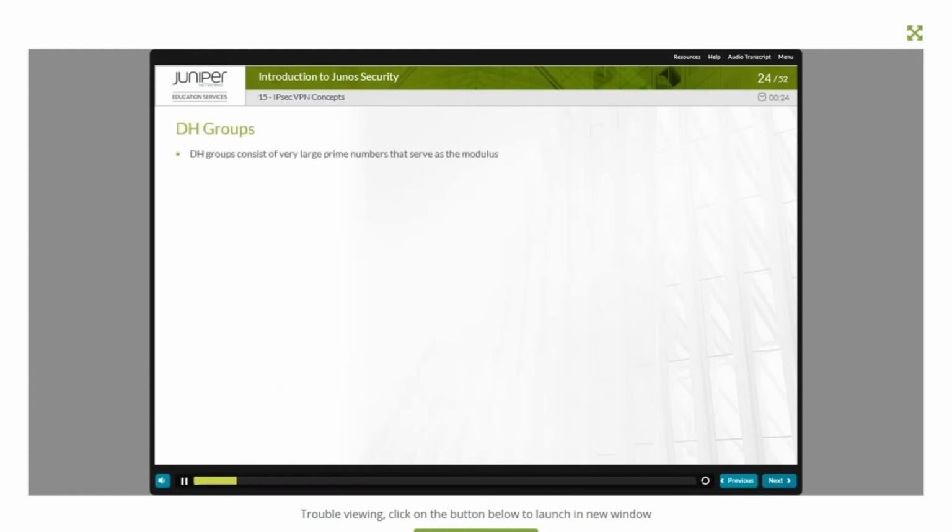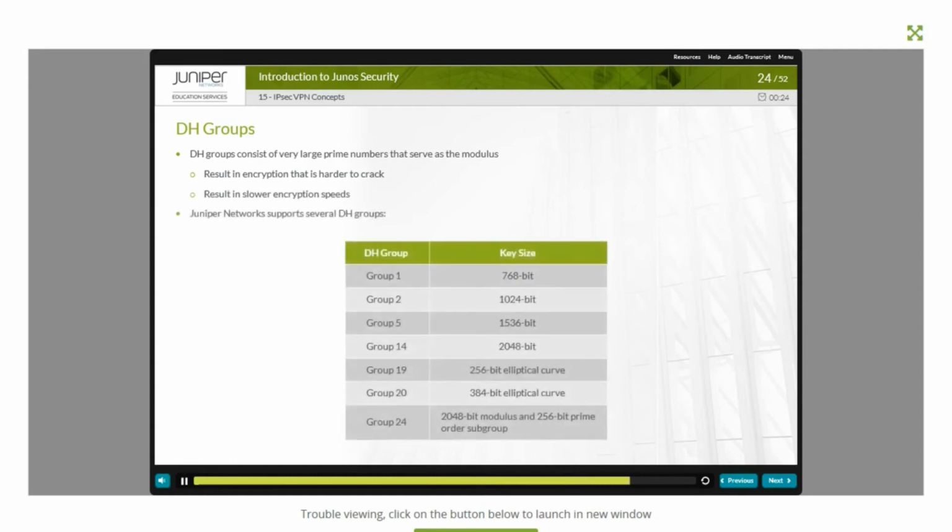DH groups are sets of very large prime numbers which serve as the modulus in the key exchange process. Larger primes result in encryption that is harder to crack due to the increased computing time required. However, larger primes also result in slower encryption speeds. Juno security devices currently support the DH groups displayed on the screen.